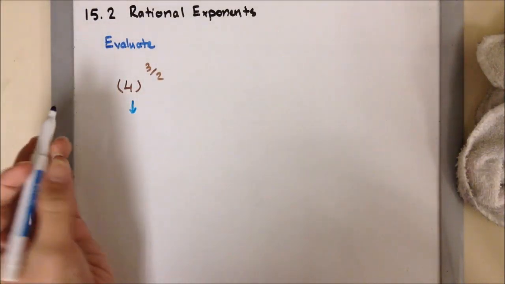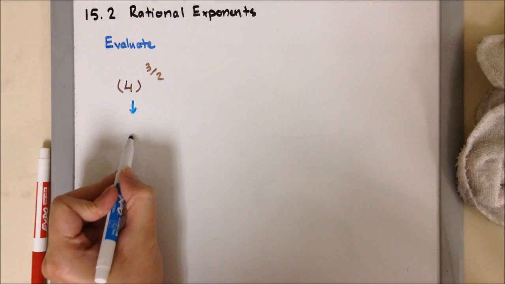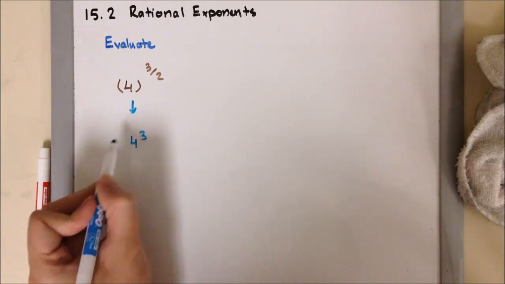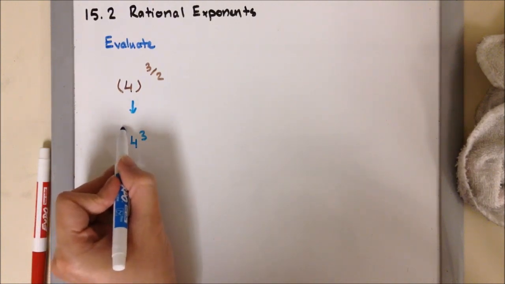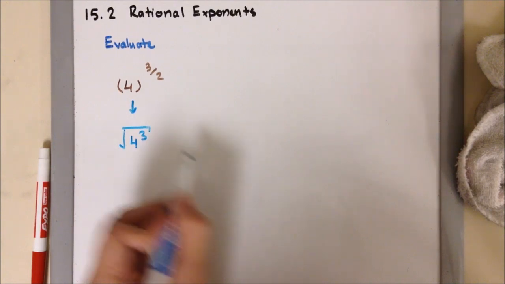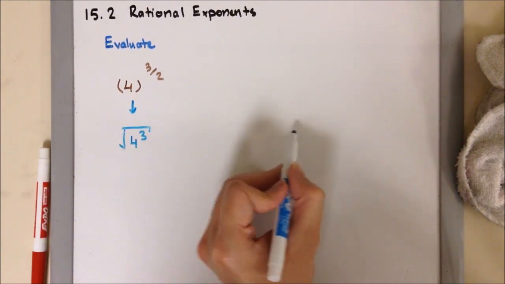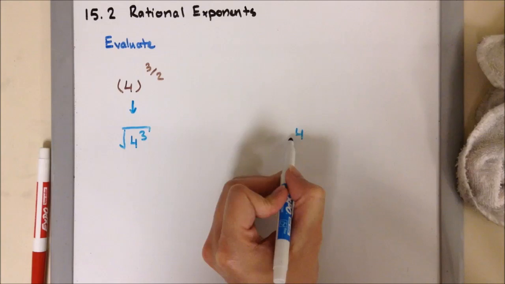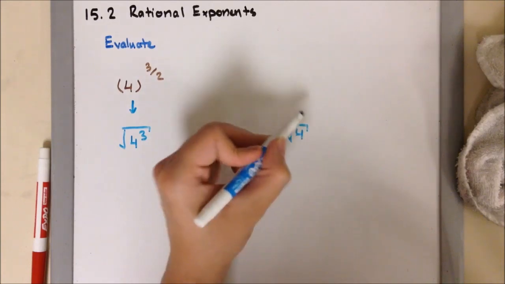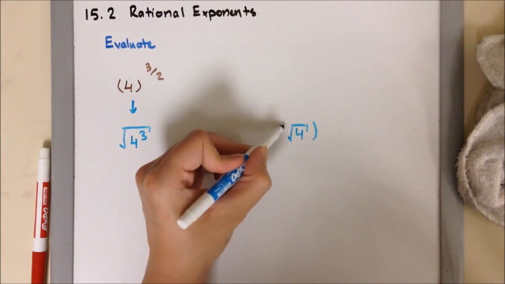Now I'm going to write two forms. So we're going to have 4 to the third power inside the square root. Whereas the other one, we have 4 inside the square root, but the power of 3 is outside the parenthesis.